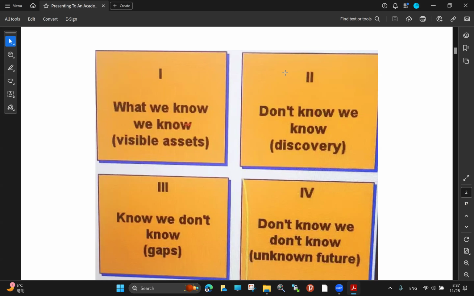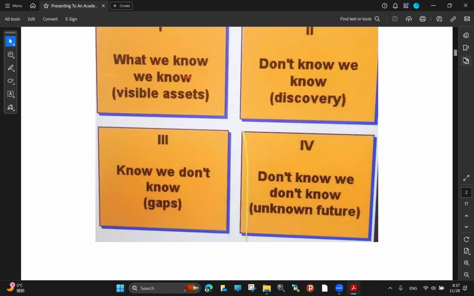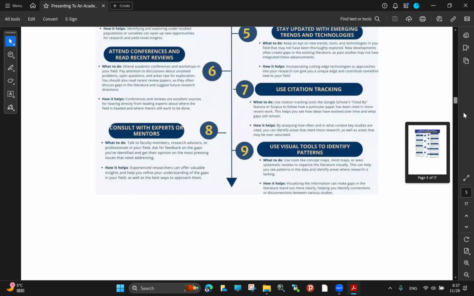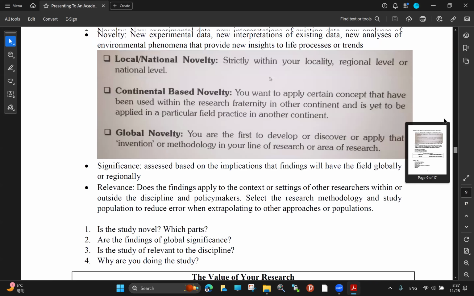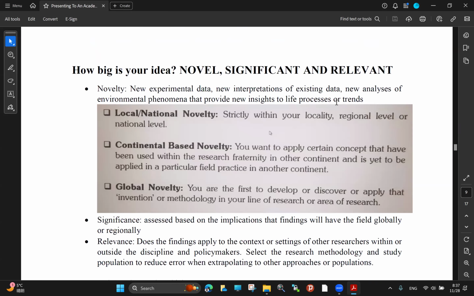Hopefully there are no more questions, so I'll continue. I think this should be the last part of the discussion today. So how big is your idea? We all have big ideas, the one we dream about, the one we are still dreaming about, the one we are yet to dream.